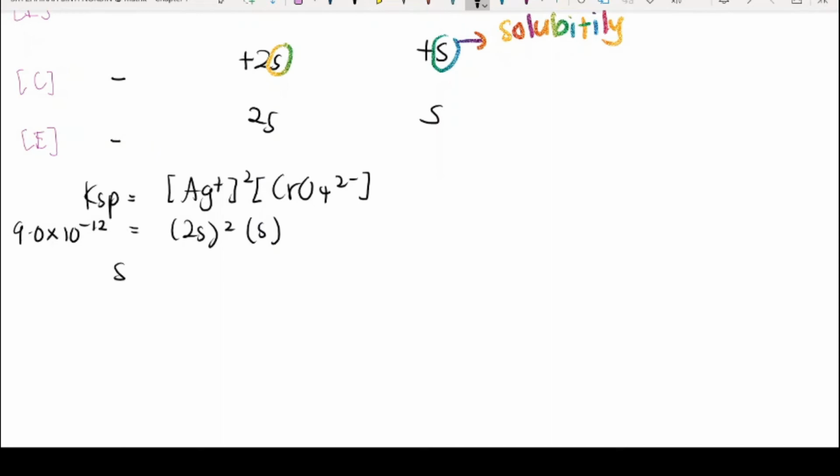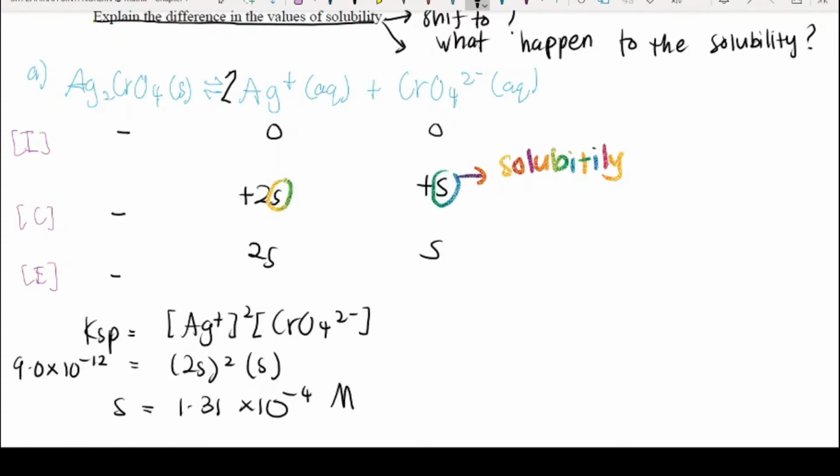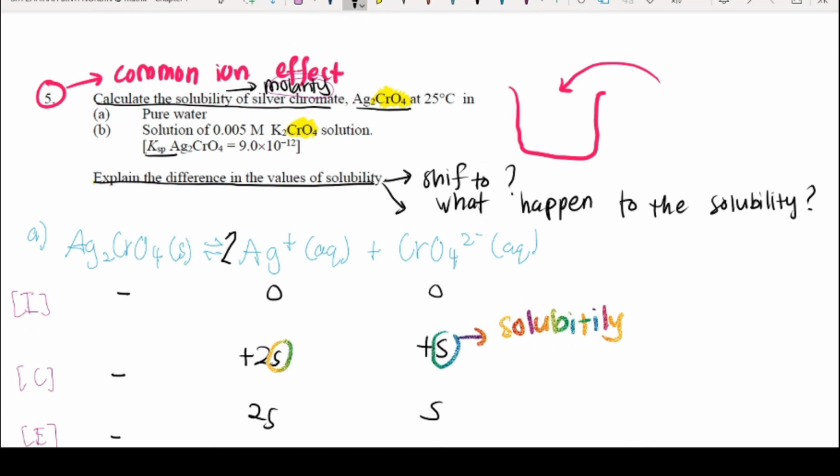So your s would be 1.31 times 10 to the power of minus 4 molar. So note that this is S, right, 1S, so it represents for 1 mole, which is the same as your silver chromate. So your concentration or your solubility of silver chromate would be this number as well. Don't forget the unit.